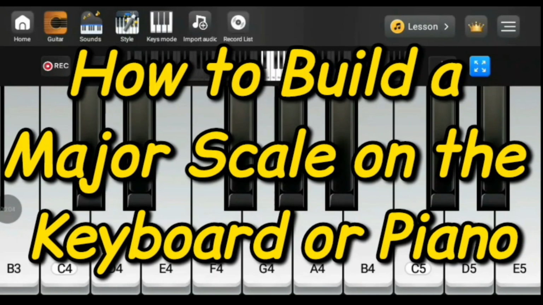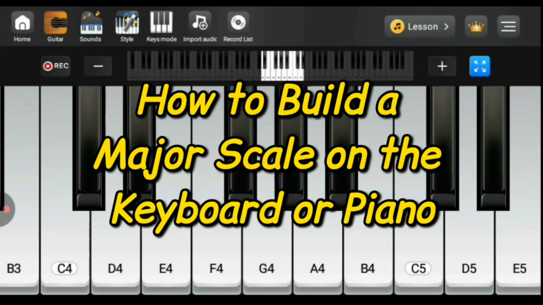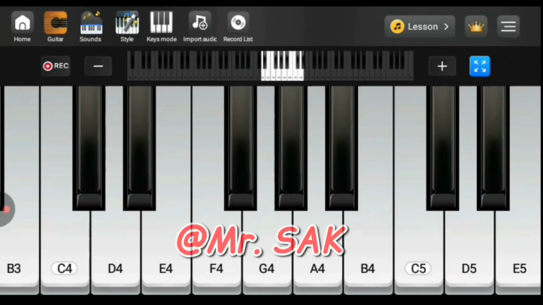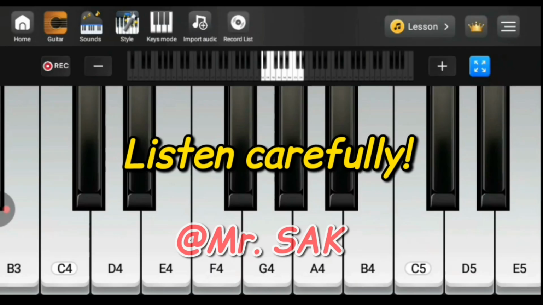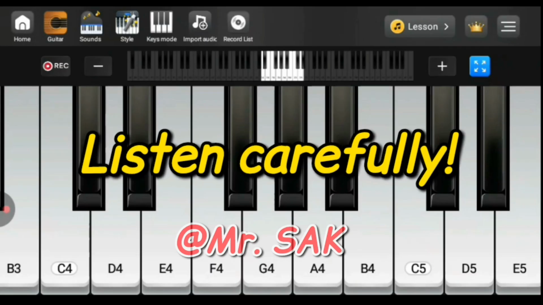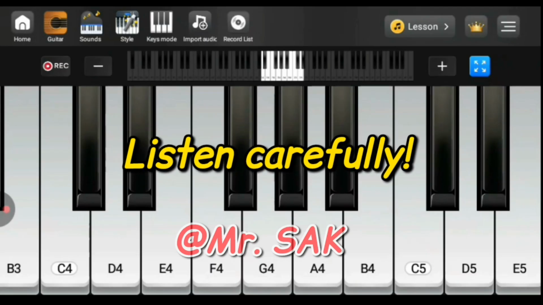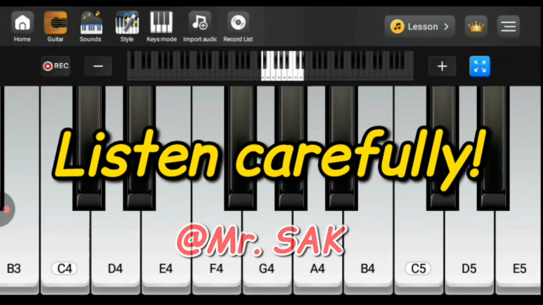How to build a major scale on the keyboard or piano. First of all, let me start by letting you know that there is an interval pattern, or simply put, a formula that is generally used to build a major scale on the keyboard or piano.